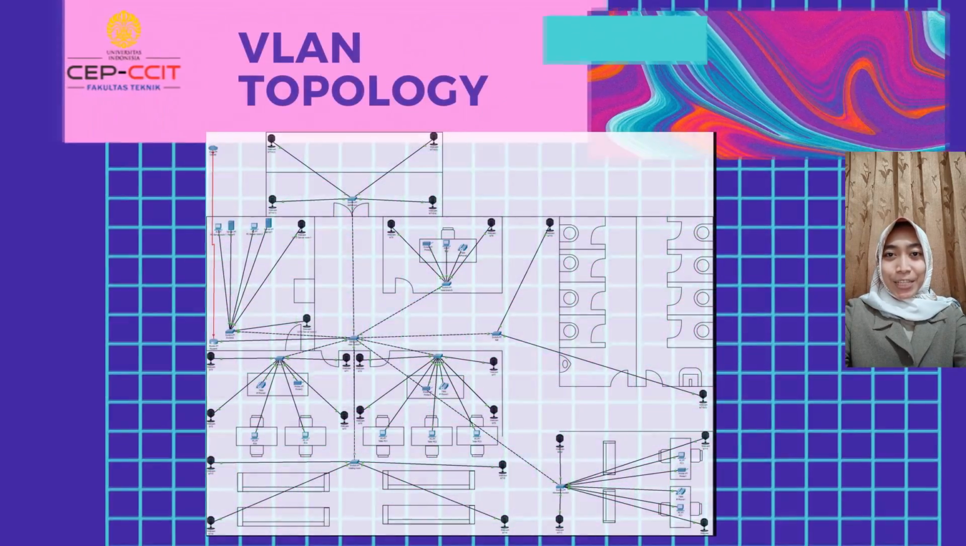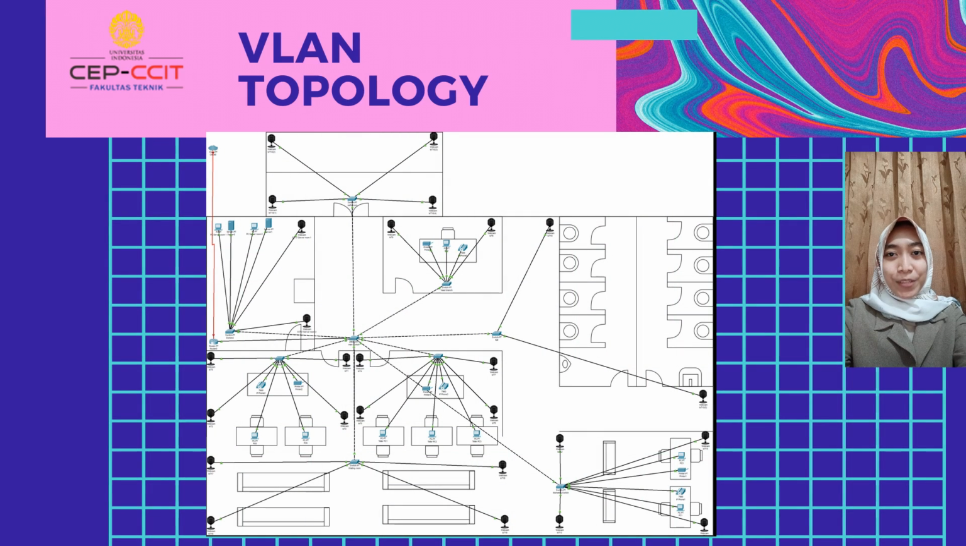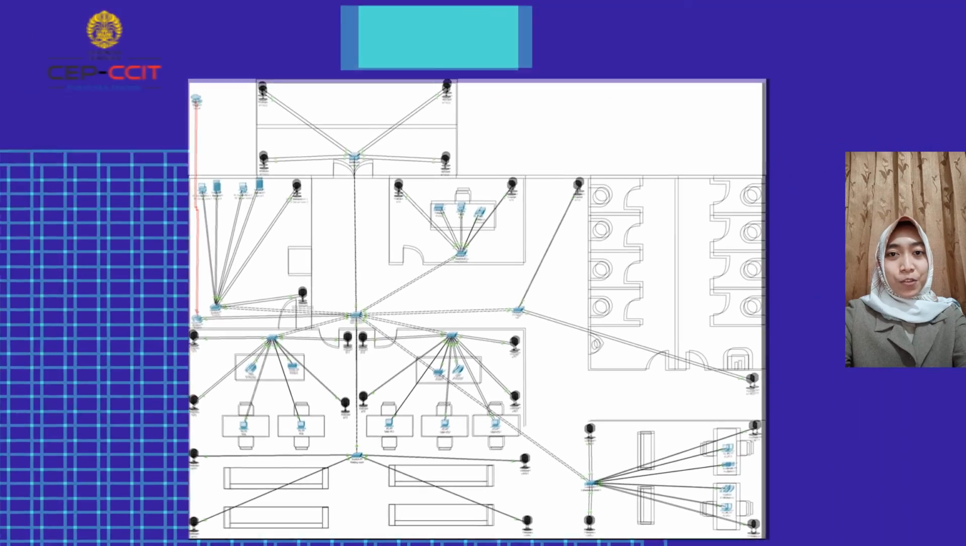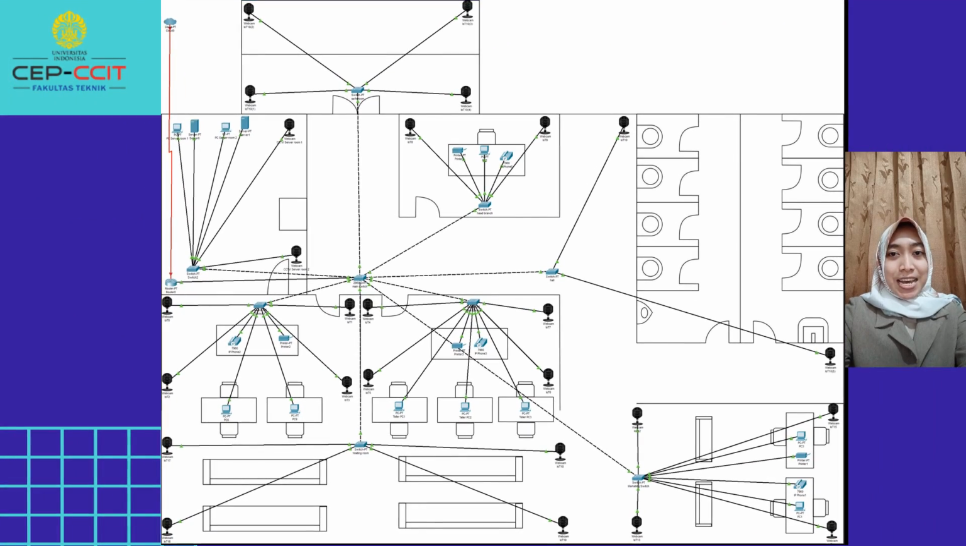Next is VLAN topology. Here we are using extended star topology. This topology helps to control multiple nodes at the same time. The data can be easily transmitted across the networks and there is less chance of network failure compared to other topologies.